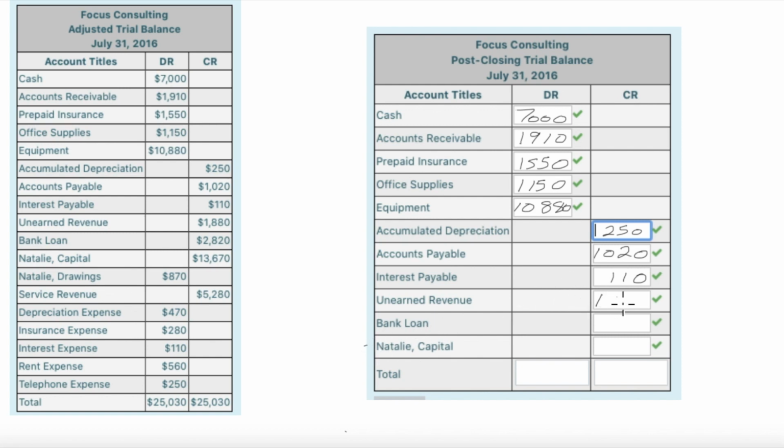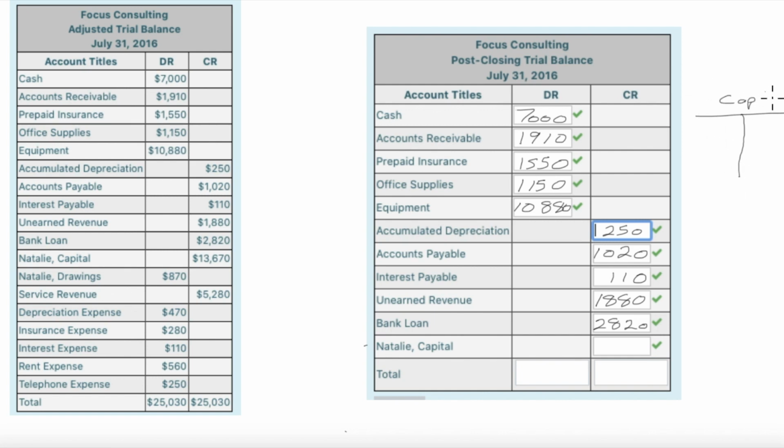1880, and our bank loan, which was 2820. All right. So now let's get to our capital, right? That gets adjusted. So let's look at it on a T-chart. It might be a little bit easier to see it better, so we see what's going on.